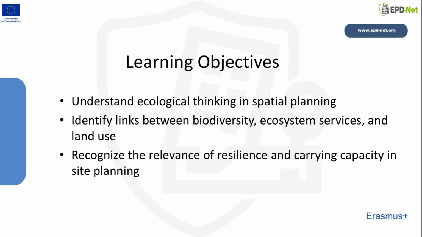We will focus on three essential aspects of sustainable spatial planning. First, we need to understand how the landscape functions ecologically, how natural systems interact with human development, and why these relationships should be reflected in planning decisions. Second, it is important to identify the links between biodiversity, ecosystem services, and land use. Healthy ecosystems provide crucial services. They filter water, regulate temperature, store carbon, and create conditions that support biodiversity. All these functions are directly shaped by how we use the land.